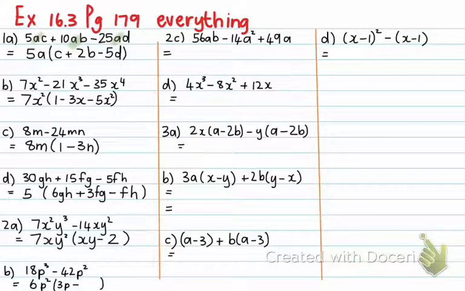And now you take the last term, which is 42p squared, and you divide it by the common factor, 6b squared. And 42 divided by 6 is 7. The b squared and b squared will cancel out. All right, I'm done. Inside the brackets there's no like term, so yes, I did take out the highest common factor.